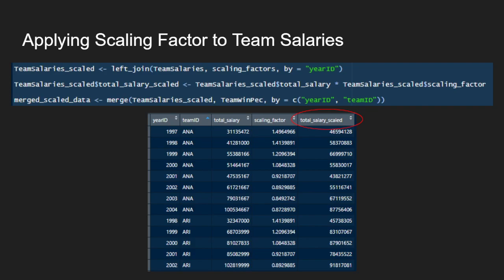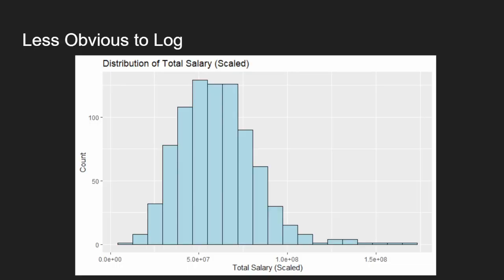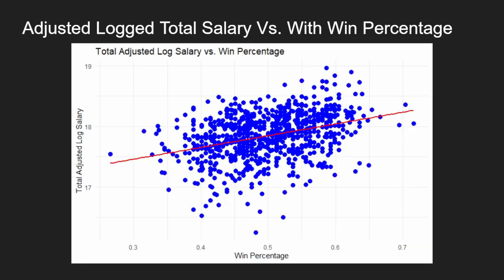Now, when we apply this to the team salaries, you just multiply the scaling factor for the given year by the total salary, and you get a new total salary scaled. And that's what we're going to be using from now on. And I was wondering if I should log the total scaled salary, and it's less obvious because it is more uniform, but it still is skewed right with some big outliers, so I am going to log it. And now we're getting something that looks like it could be convincing. We're seeing the adjusted log total salary versus the win percentage, and you can see a clear trend.